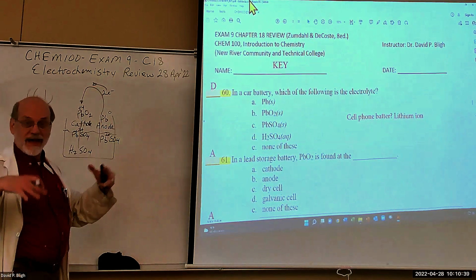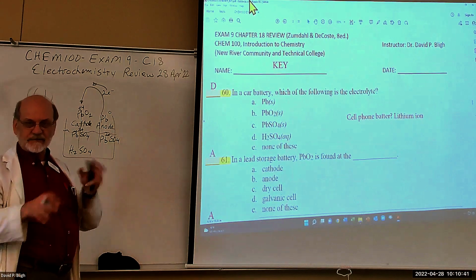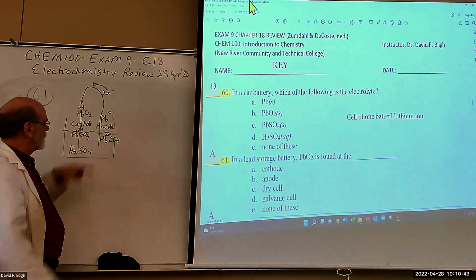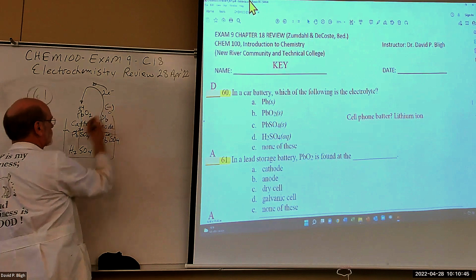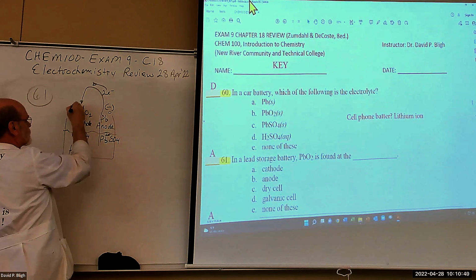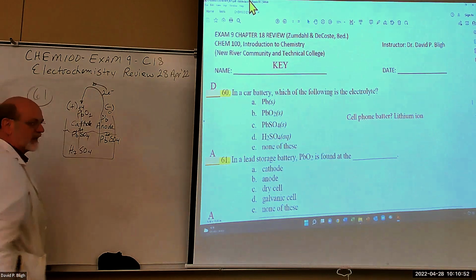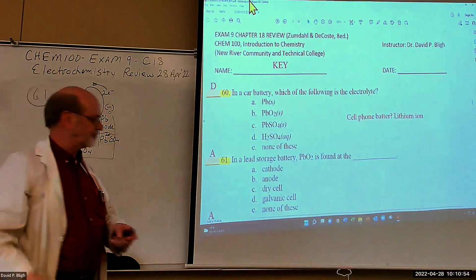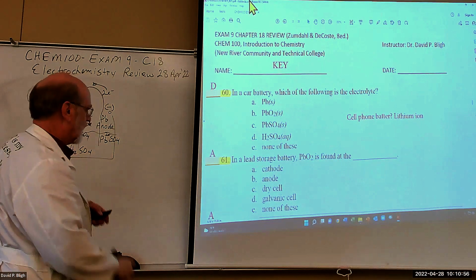So on the outside of your battery, it has positive and negative terminals. This one is the negative terminal. That's the electrons coming out. This one's the positive terminal. Electrons going in. Okay, that was 61.